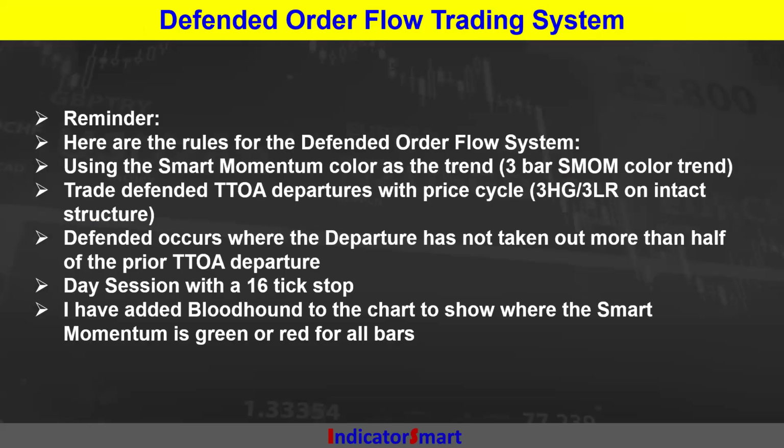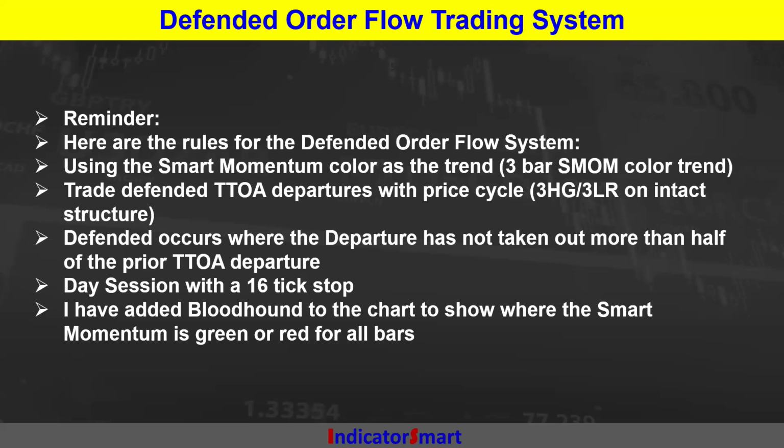Here are the rules for the defended order flow system. Using the smart momentum color as the trend, we're going to trade defended trap trader oscillator advanced departures with the cycle. You're going to have 3 higher green or 3 lower red within 5 ticks. We allow for what we call the 5-tick rule, and so you'll see a couple of those in there. Defended occurs when the departure has not taken out more than half the prior trap trader oscillator advanced departure.